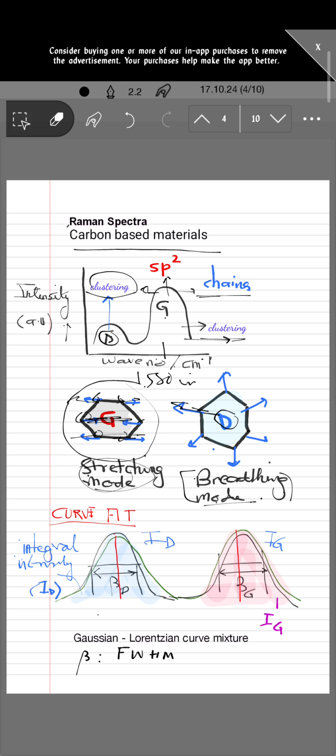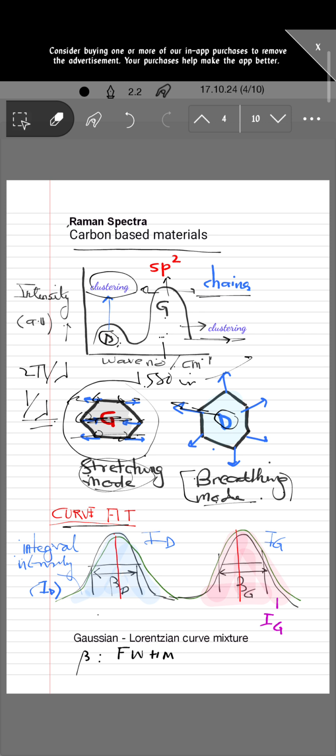Now, the intensity usually gets plotted with respect to the wave number. It's 2 pi by lambda, or sometimes 1 by lambda, whatever the case may be. Now to analyze the formation of these bands, curve fitting is done. So we mainly fit the curves, which in this case have two prominent peaks.